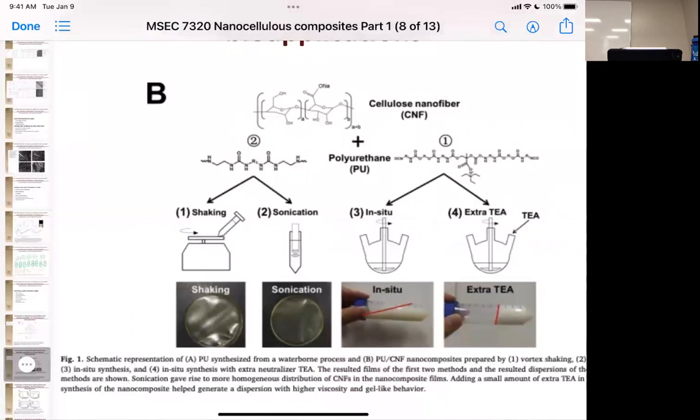So then they actually made the polymer in situ. They already had a solution of finely dispersed nanofibers, and then they added the components in there and polymerized it, and they did okay. And then they added extra triethylamine as a neutralizer. So what that's doing is taking away some of the acidity of the nanofibers. And look at the rheology difference between having a neutral fiber and having a slightly acidic fiber.